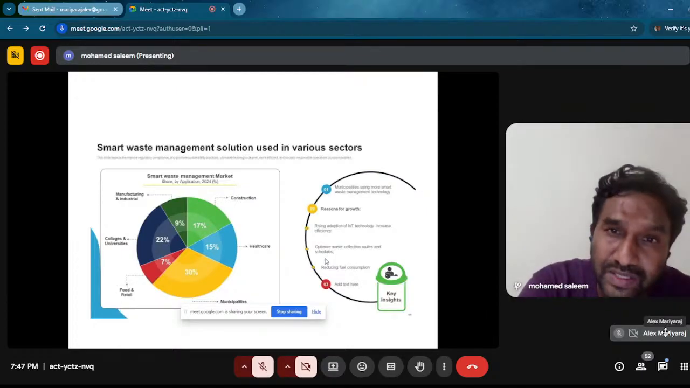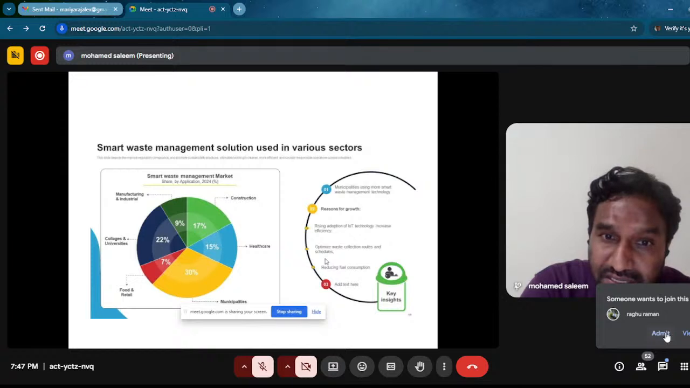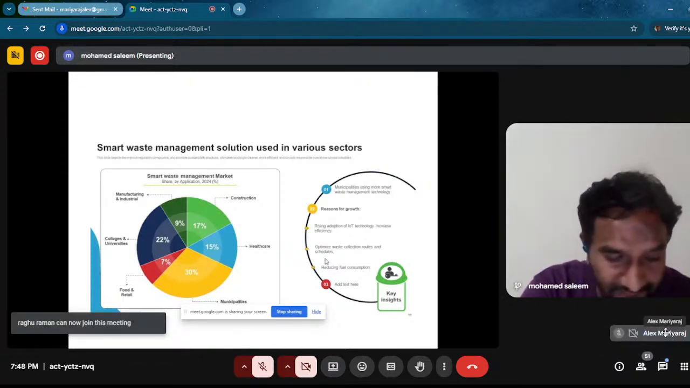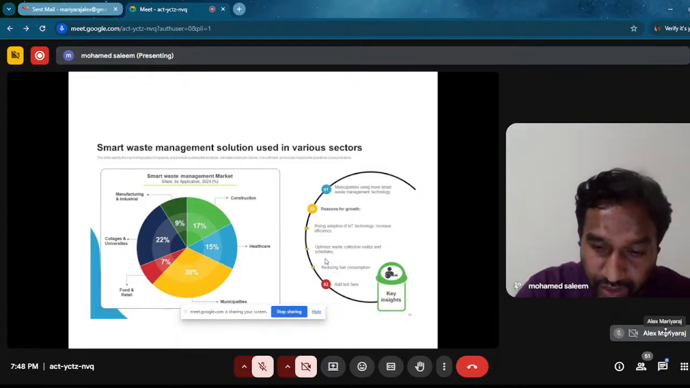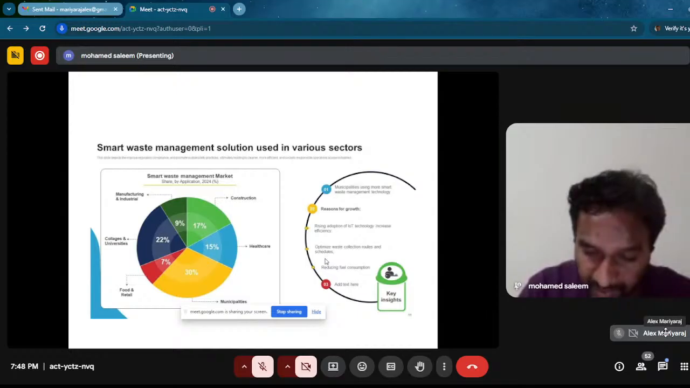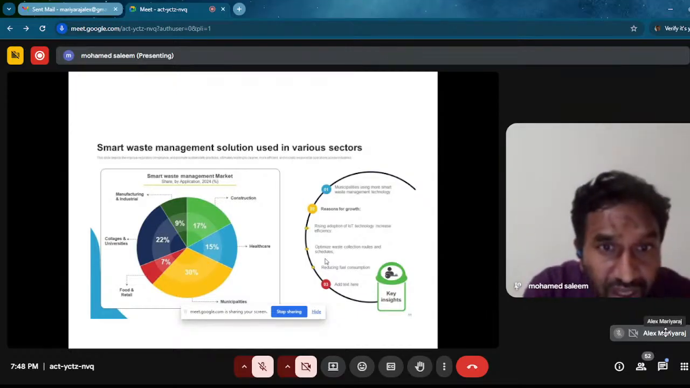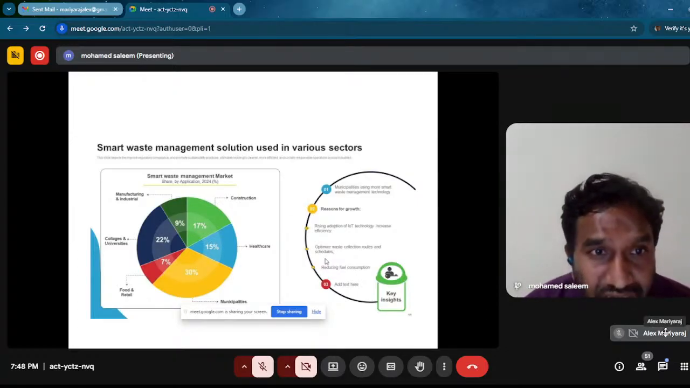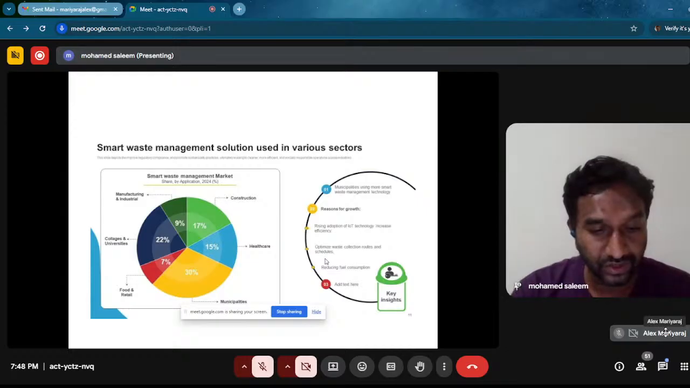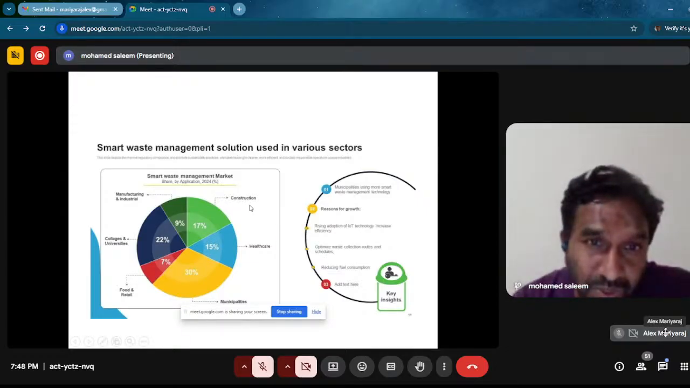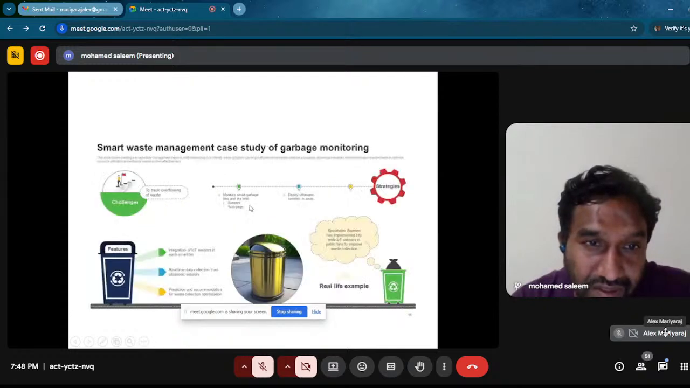The smart waste arrangements are used in various sectors. For example, most of the smart waste comes from the municipality side, followed by universities and colleges. Then there are construction sites and also the food and waste industries, healthcare and manufacturing sectors. So this will tell you how much waste is produced by every sector.